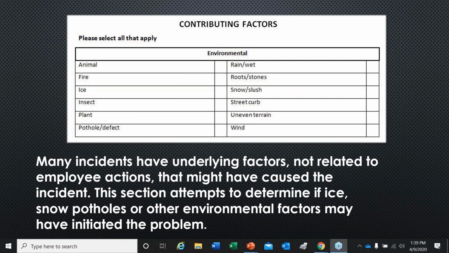In the form, we try to identify underlying factors that are out there. They may not be related to an employee. I'm going to use snow and slush in this example slide here. The employee gets out of the car and maybe there's a pothole with snow in it and there's ice. So you would have a factor. You'd check snow and ice, you'd check the pothole, and you would check the snow slush box on there.